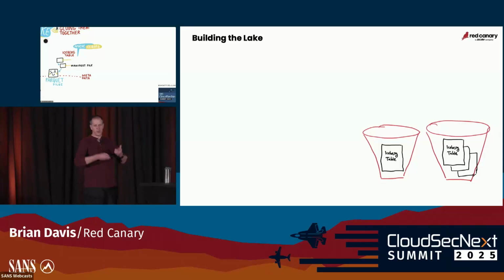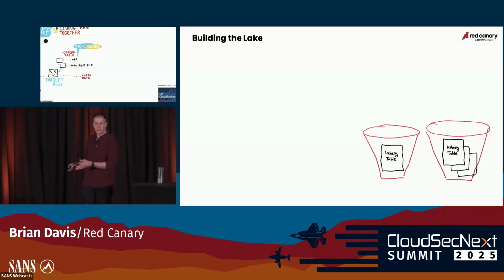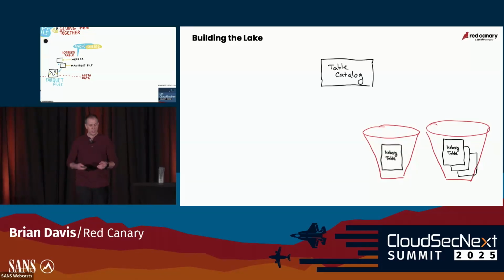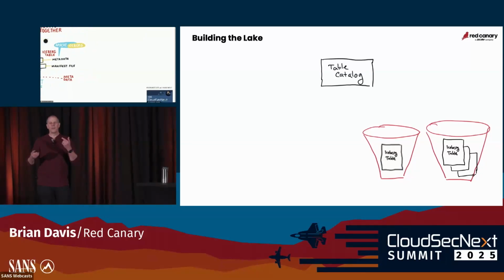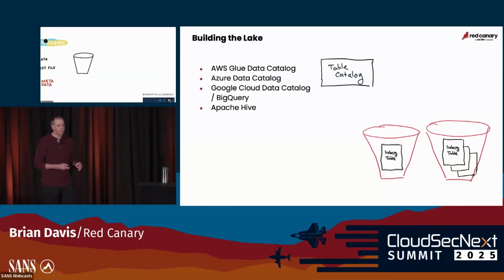I might have 3 other iceberg tables, maybe in another S3 bucket. Well, now I need a way to go and query those tables because I got to keep track of them, right? It's all about metadata. So I have to have this table catalog that's keeping track of this table lives in this bucket in this location. This table lives in this bucket. And so there's a whole bunch of tools out there that let you do this.